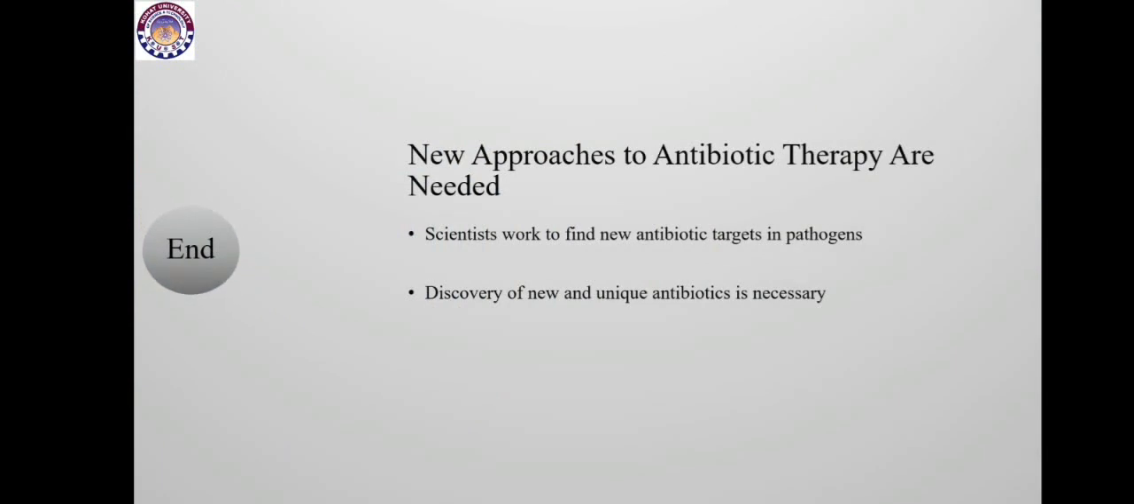Now, what new approaches to antibiotic therapy are needed? Our scientists need to work to find new antibiotics, new targets, and new strategies. They can also use new combinations of different antibiotics. Discovery of new and unique antibiotics is necessary, because microorganisms can develop resistance towards existing ones, and this would save many lives.